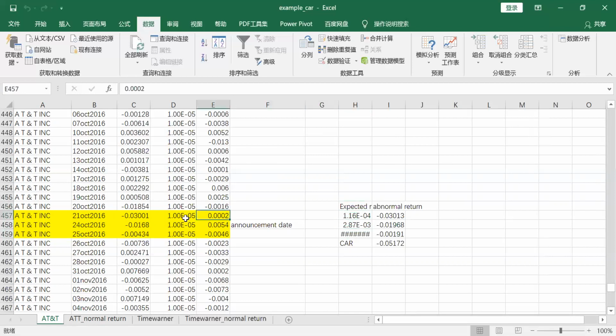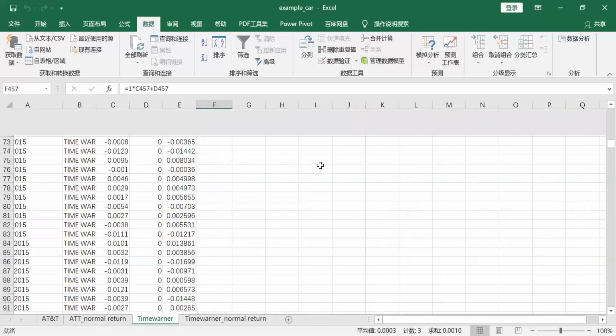Now we also have the actual return, which is this one here. We calculate the difference as the actual return minus the expected return, so we have the daily abnormal return for the three days. Then we sum them up, and we get the cumulative abnormal return, which is minus 0.05. That means the CAR of AT&T around the deal announcement is minus 5.2%. So that seems not a good deal for AT&T.